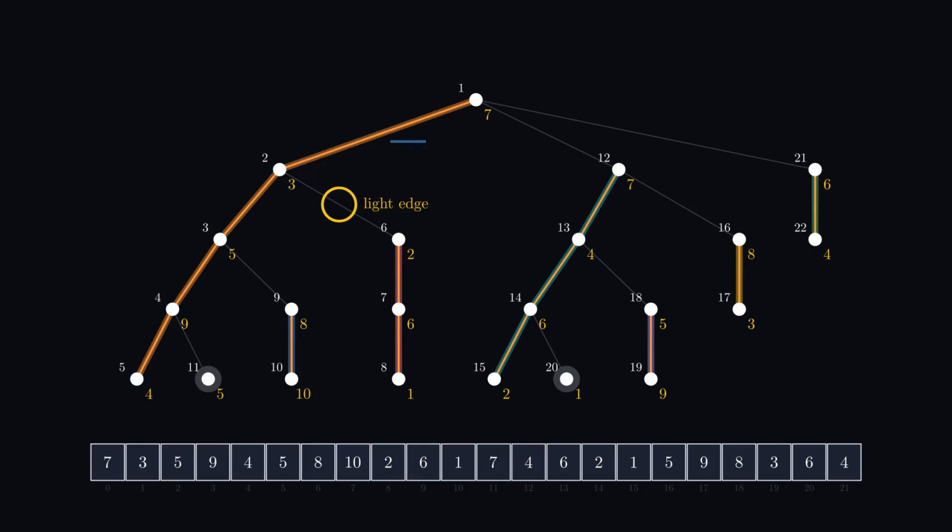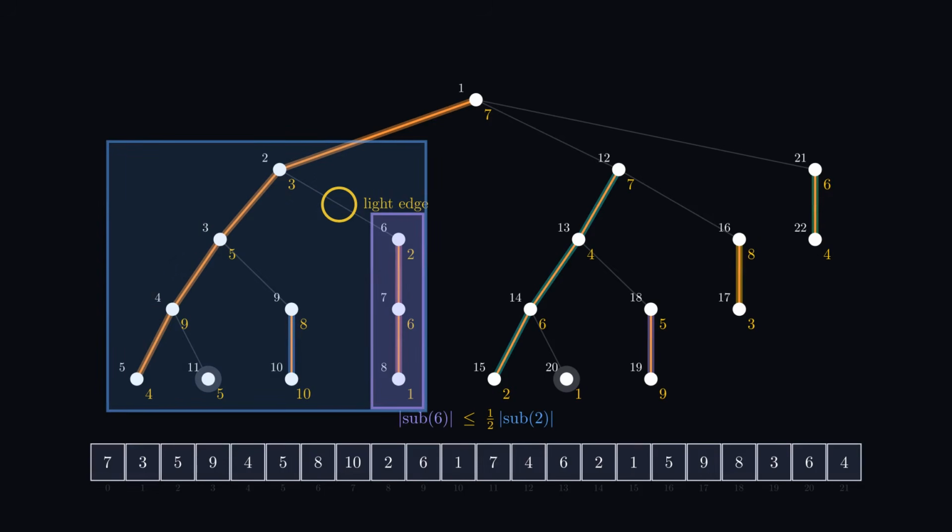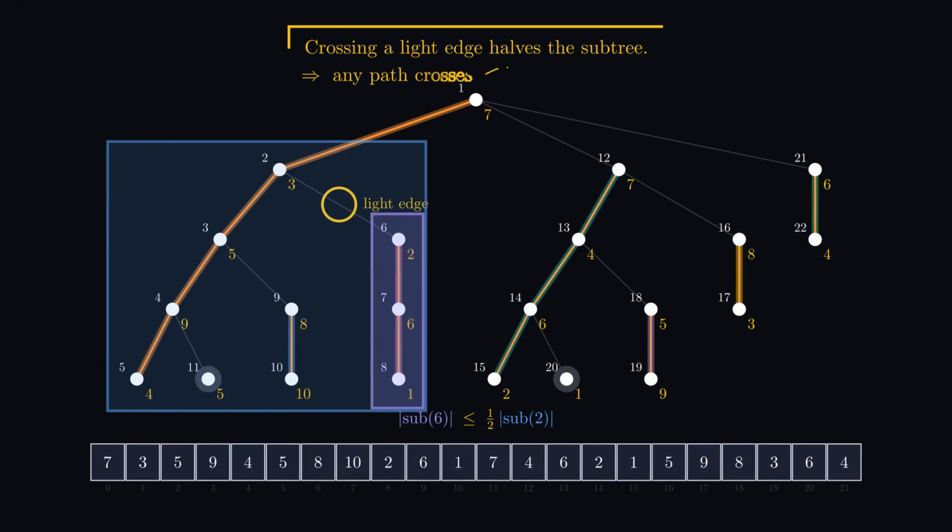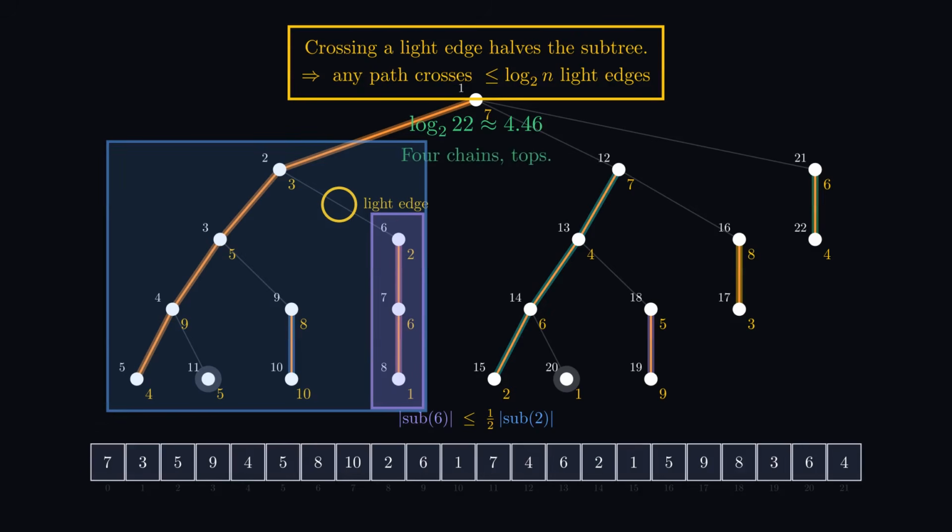Why does this help? A light edge means the child below it has a smaller subtree than its heavy sibling, by definition. So crossing a light edge cuts the subtree size at least in half. Halving can only happen log n times. So any path crosses at most log n light edges and touches at most log n chains. For our 22-node tree, log 2 of 22 is about 4.5, 4 chains tops.